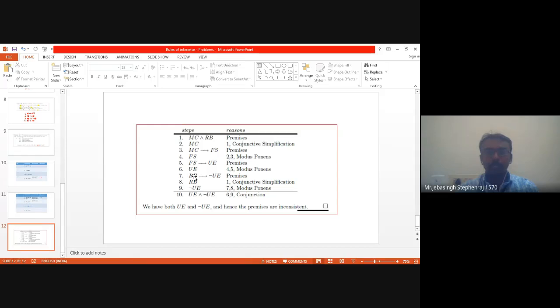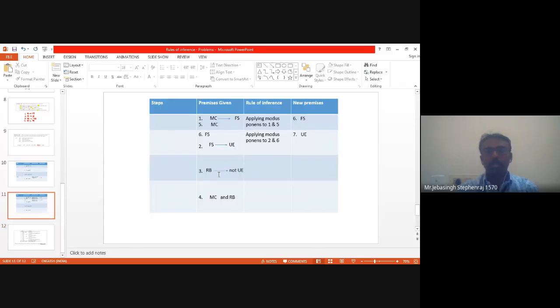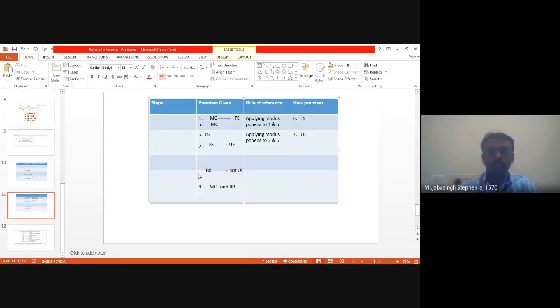Then the rule that we apply here is simplification again from 1. From 1 again I can take RB. What is 1? In our case it is 4. So I'm using 4 here. From 4, I have already derived the new premise MC. Now I'm going to derive another new premise which is RB.